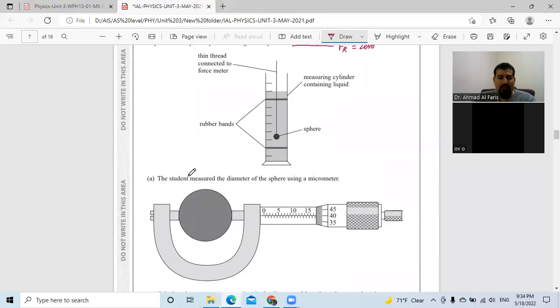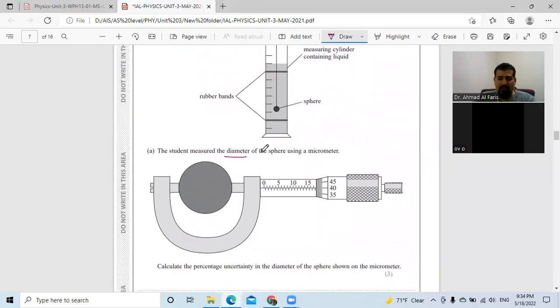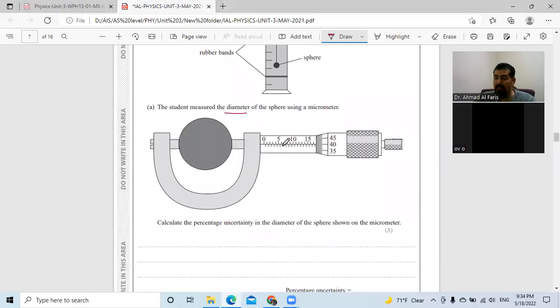A student measured the diameter of the sphere using what? A micrometer. Now we know how to use the micrometer. We have 5, 10, 15 until here, so we have 17.5 plus the value that's exactly in front of it, which is 0.40. So that means the diameter here is equal to how much? 17.90 millimeter.